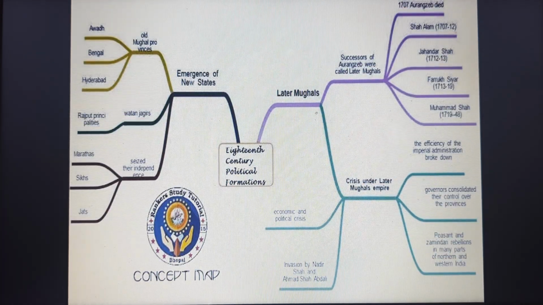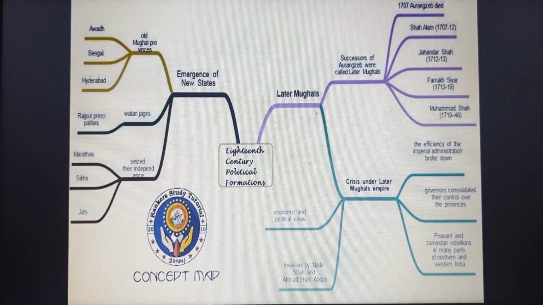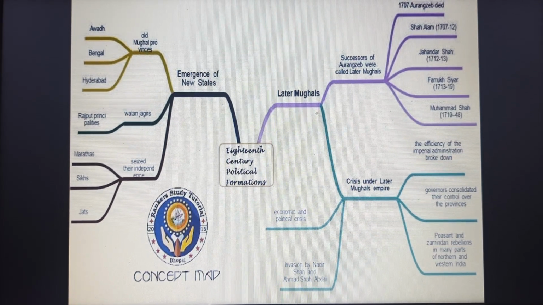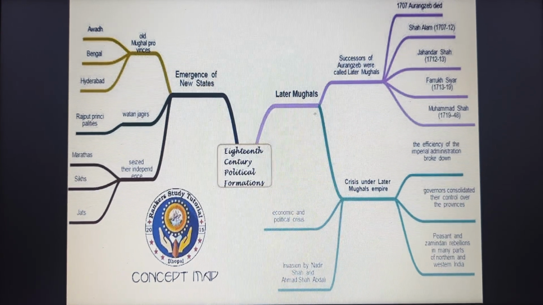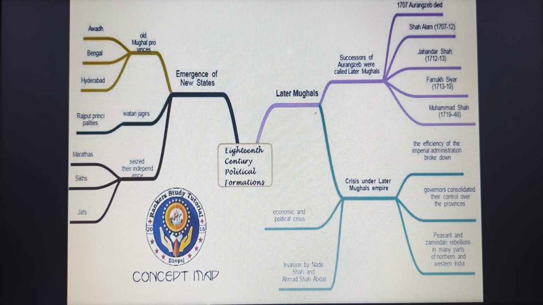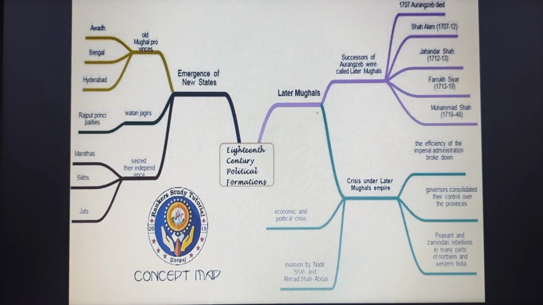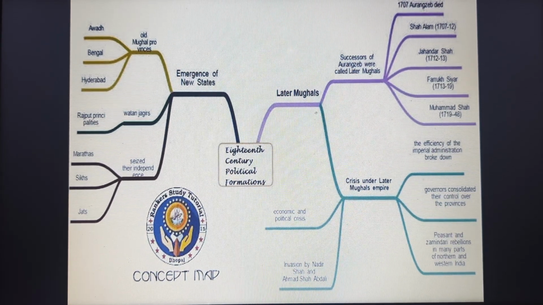Lastly, you can see here the concept map of this chapter: 18th century political formations. You can see the emergence of the new states. The later Mughals, the successors of Aurangzeb, were called later Mughals. In 1707 Aurangzeb died. Shah Alam ruled from 1707 to 1712. Jahandar Shah ruled from 1712 to 1713. Farrukhsiyar ruled from 1713 to 1719. Muhammad Shah ruled from 1719 to 1748. The efficiency of the imperial administration broke down after that.